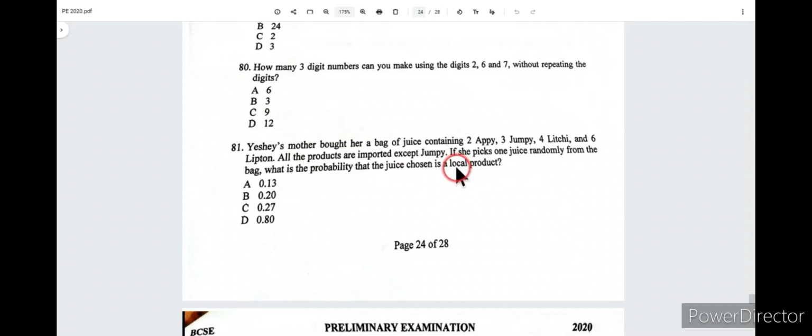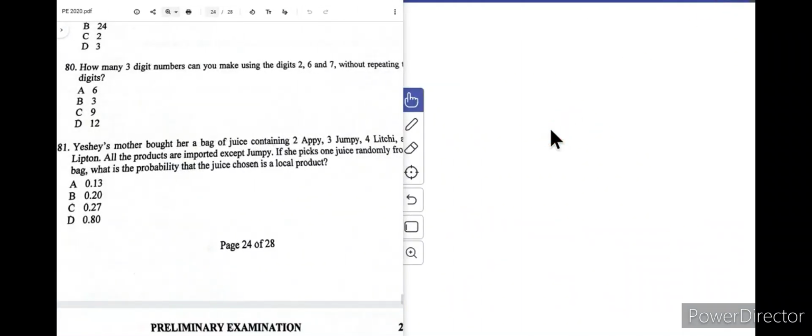It's asking for a local product. Local product means, by the statement, all the products are imported except jumpy. That means jumpy is the local product and we have 3 jumpy. For such types of questions, to find the probability that the juice chosen is a local product, we need to have the total outcome. Total outcome means the total number of juices in the bag.